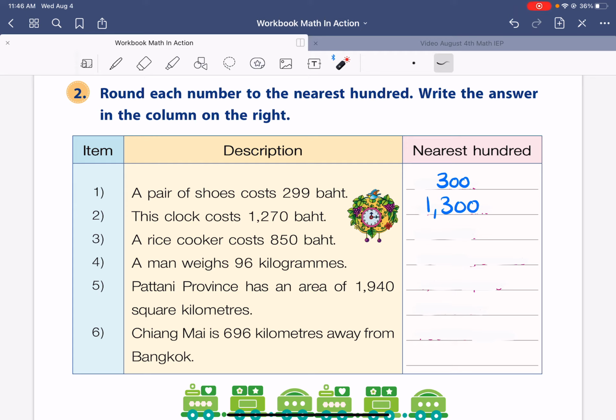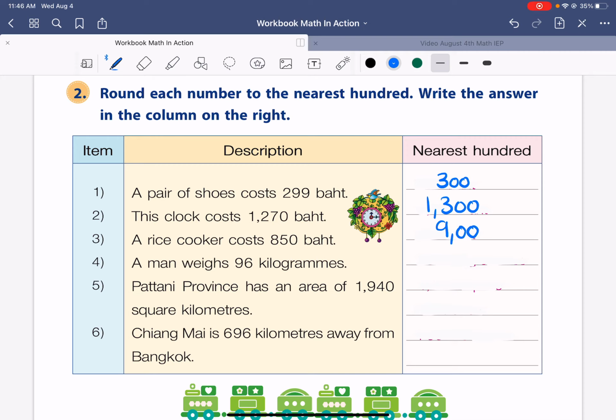Next, we have a rice cooker that costs 850 baht. Again, we're going to look at the tens. This 5. 5, 6, 7, 8, 9, we're going to go up, right? So this ends up being 900.